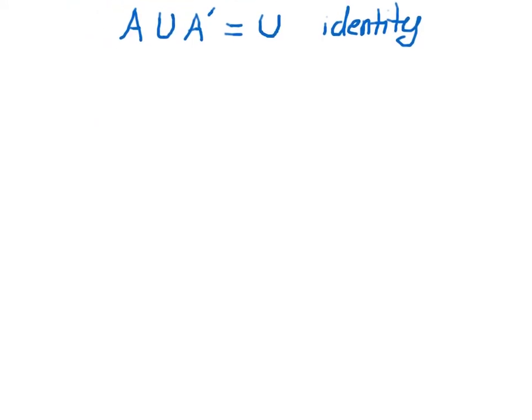Any set A with a union of its complement is going to produce the universal set. Let's take a look at another Venn diagram. Again, I'm going to draw one set on the inside, and we'll label it set A. And we have the complement of A and the universal set.